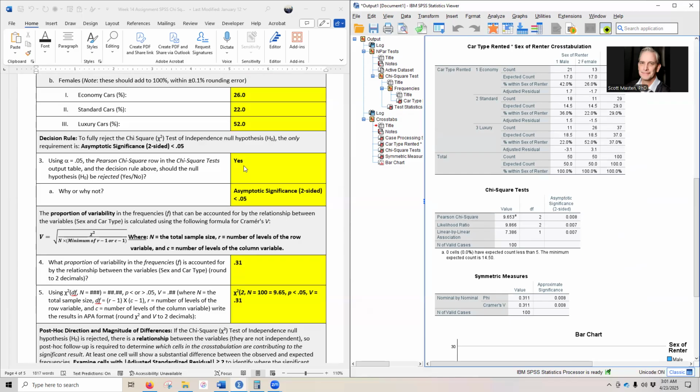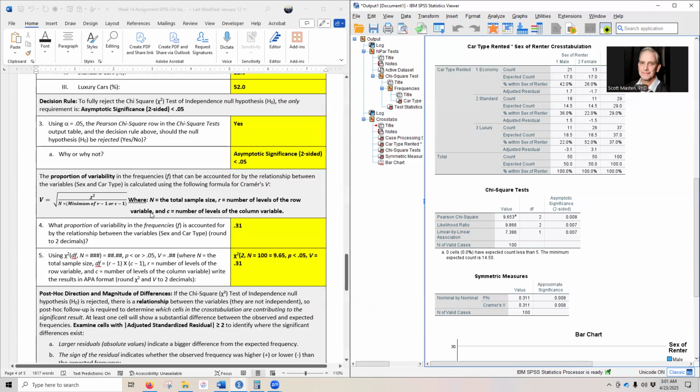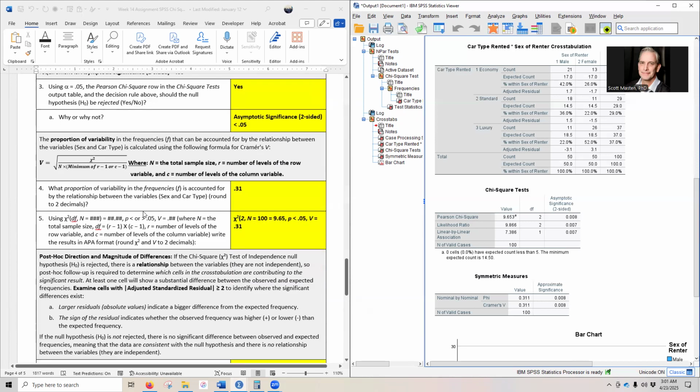That is, there is some sort of difference in the cars that men and women like. That's what this tells us. We're rejecting that they're independent. So why or why not? Well, because asymp sig is less than 0.05. That's why we're rejecting the null. We've got to calculate our variability, or the other way to do it is Cramer's V is actually printed right here. So we can just use it.